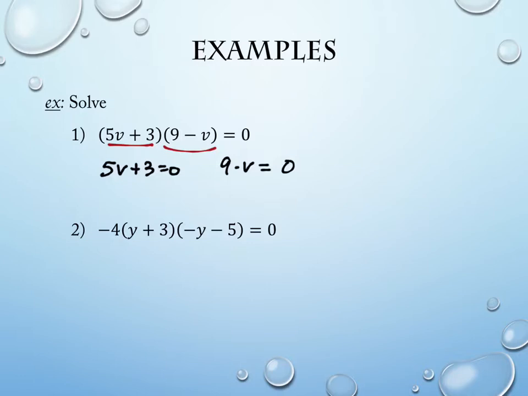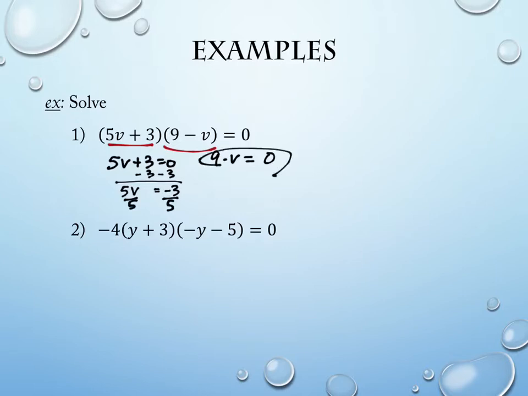So what would I do to solve for v in 5v plus 3? Subtract 3, which gives me 5v equals negative 3. And then what, Chase? Yeah, and then divide by 5. And I end up getting v equals negative 3 over 5.